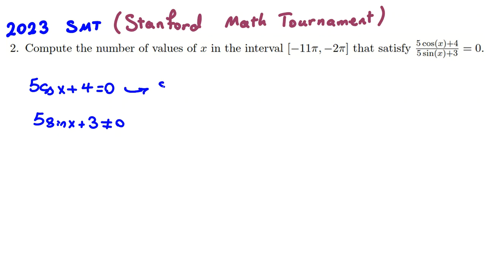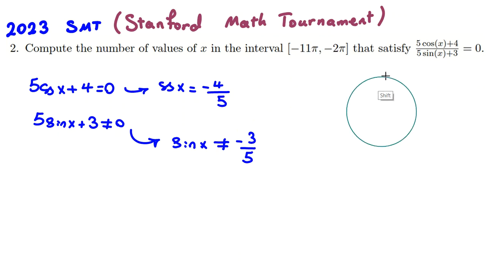From this part, we can conclude cosine x is negative 4 over 5, okay? From this part, we can conclude sine x shouldn't be equal to negative 3 over 5, okay? Now, we can consider the unit circle, we can consider the diagram. Let's consider the unit circle first. Now we want to see, can these things happen simultaneously? Yes, because cosine squared is 16 over 25, sine squared is 9 over 25, it happens. So we should see under what condition. So when we start from here, cosine x is negative 4 over 5.